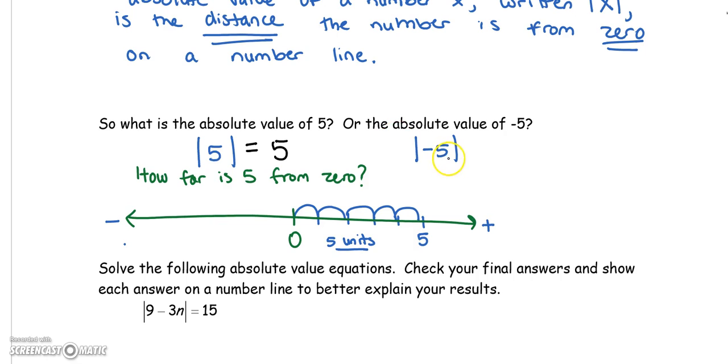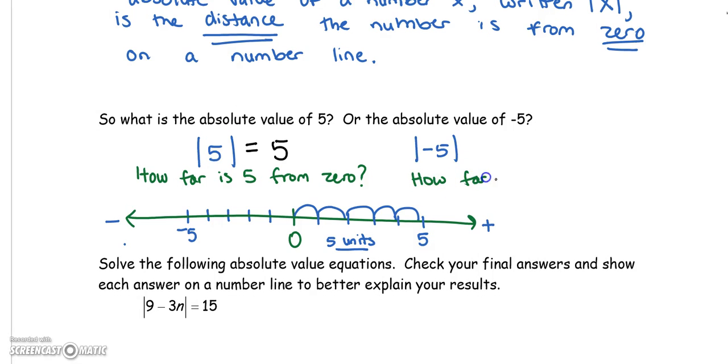Now let's talk about the absolute value of -5. We know that negatives are to the left of 0, so we're going to plot -5: -1, -2, -3, -4, -5. So here's -5. The question once again is, how far is -5 from 0? We can count that really quick. I'm going to just change my color. So I am 1, 2, 3, 4, 5 units away as well. And therefore, the absolute value of -5 is 5.